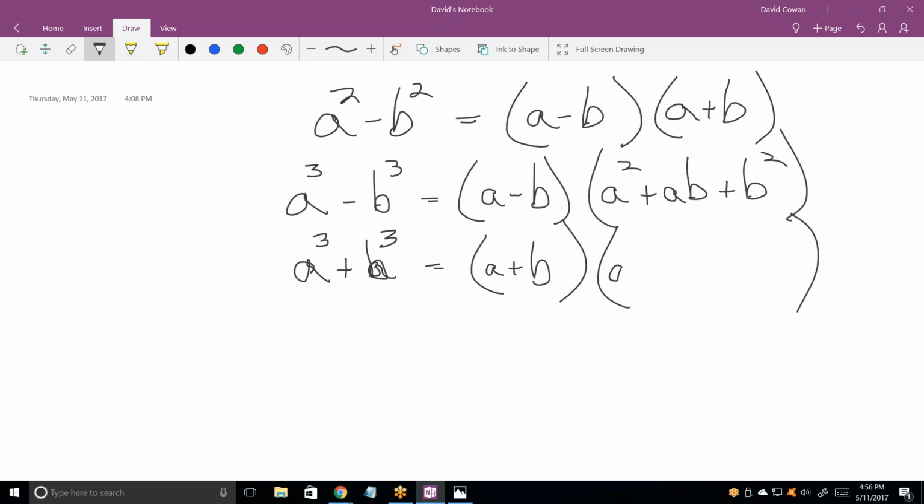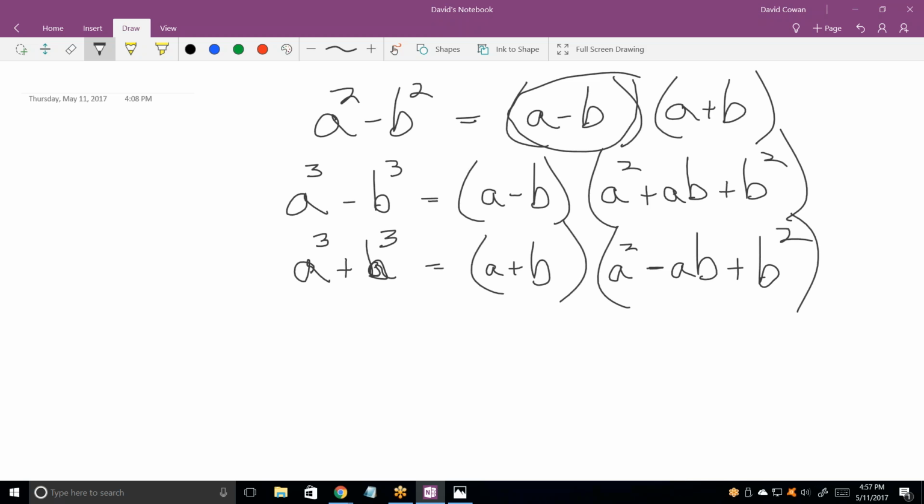A squared, opposite sign, correct? AB, minus. It's b cubed... the b squared is always plus, regardless of whether you started out with difference of cubes or sum of cubes. Okay? Now look at these three, and notice how easy it is to remember.